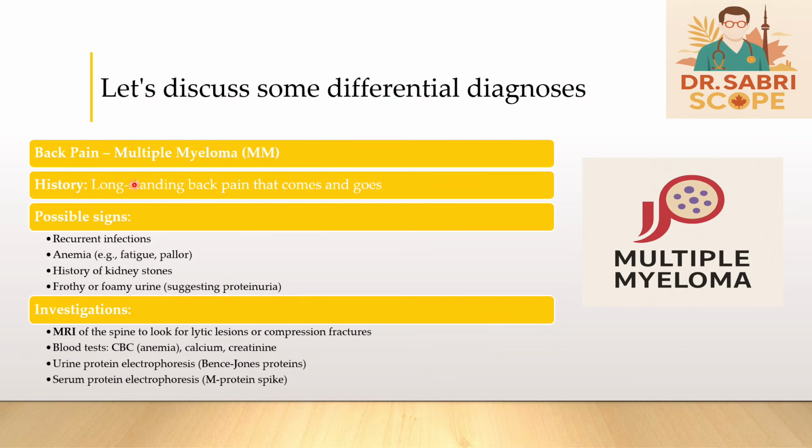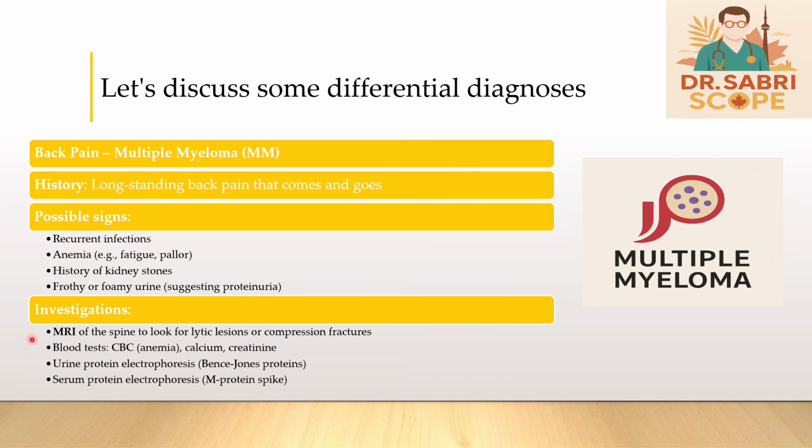Coming here to multiple myeloma that can also cause back pain. During your history taking, you will find long-standing back pain that comes and goes. Possible signs like recurrent infection, anemia that can cause fatigue, pallor, and other anemia symptoms, history of kidney stones, and also the patient can tell you, I have frothy or foamy urine, or they can tell you, I have just bubbles in my urine. So if you are suspecting multiple myeloma and you have a post-encounter and they ask you about the investigation, MRI of the spine will be the first option. We always order this for patients presenting with or suspected of multiple myeloma.